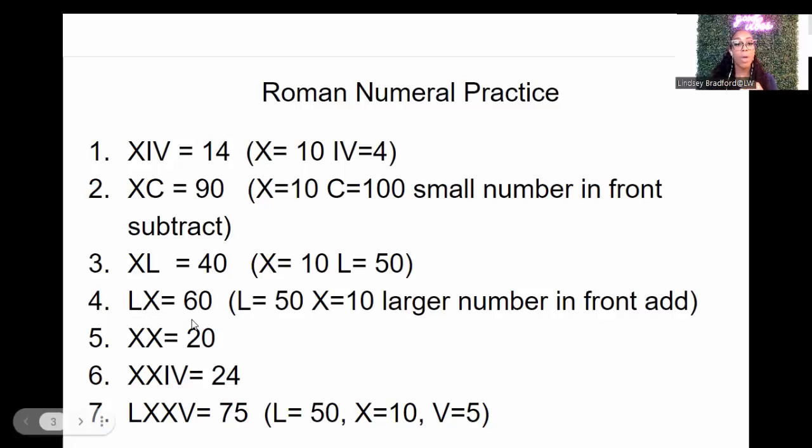So that just goes to show you how you want to be careful and make sure you're seeing the larger number in front, because whenever that larger number is in front, you're going to add. When the smaller number is in front, you're going to subtract. Okay. And then we see XX, which is 20. And now you have XXIV or XX4. So we have 10, 24. So your answer is 24. And then down here at the bottom, you are going to have LXXV equals 75. Okay. We know that the L is 50, the X is 10, and the V is 5.